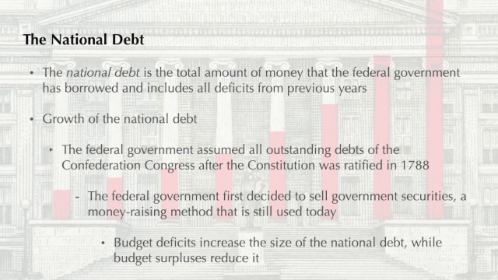Under the U.S. Constitution, the federal government assumed all outstanding debts of the Confederation Congress. In 1790, the national debt was about $75 million. During George Washington's administration, the government first decided to sell government securities, a money-raising method that is still used today. Since Washington's presidency, the national debt has risen and fallen. Sometimes federal budget deficits have increased the size of the national debt, and sometimes budget surpluses have reduced it.